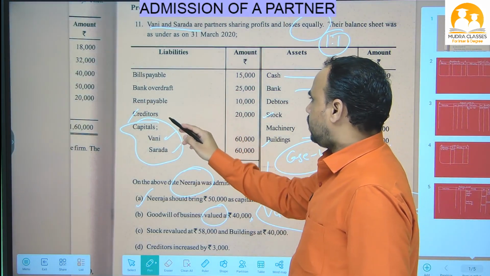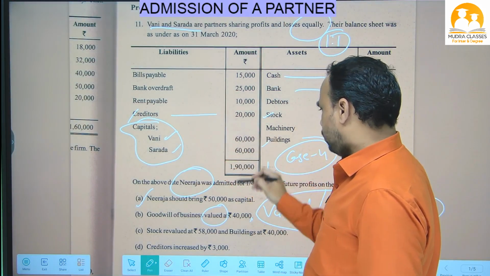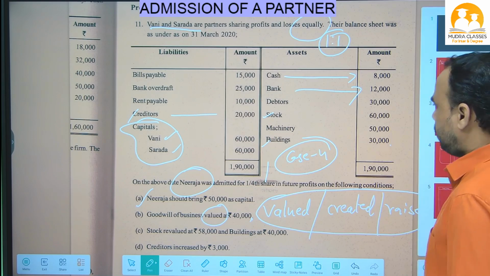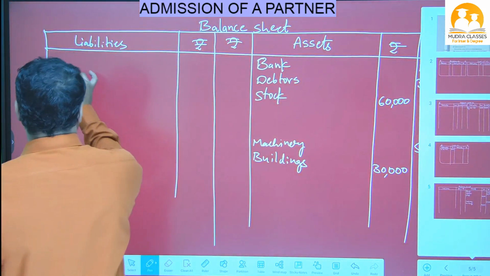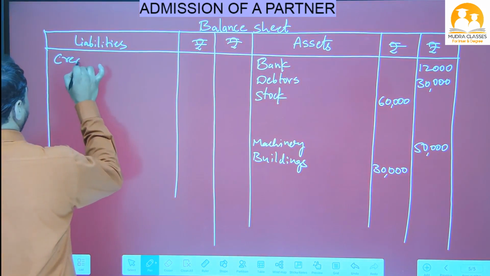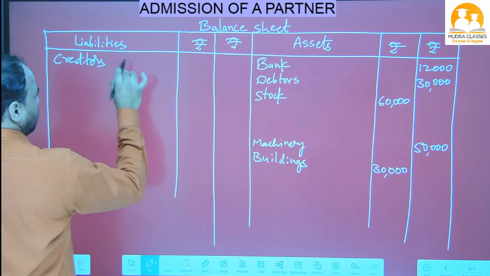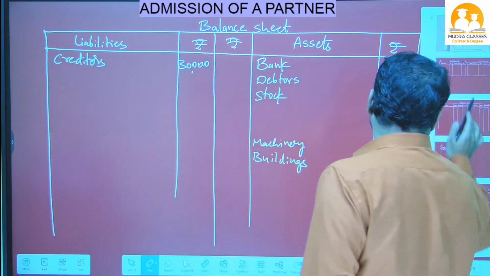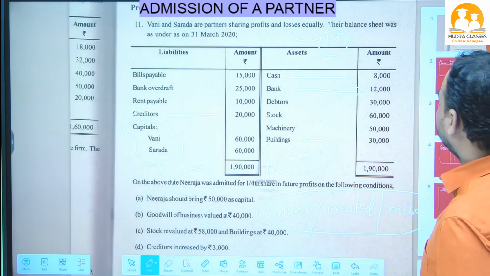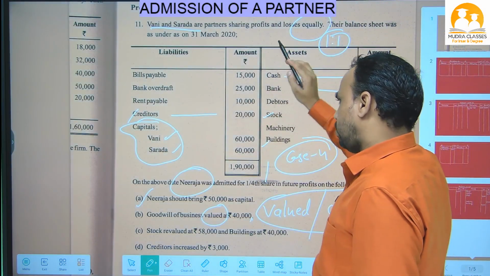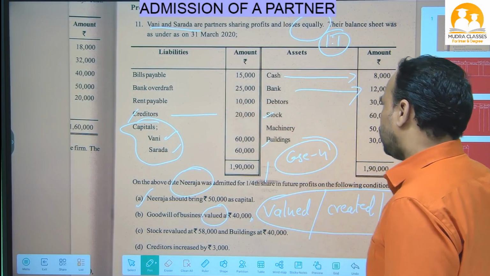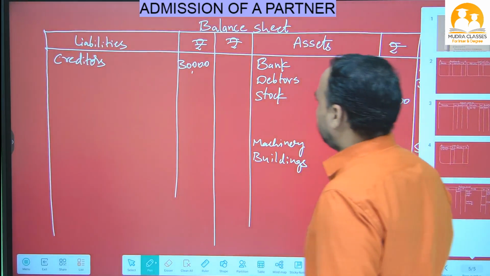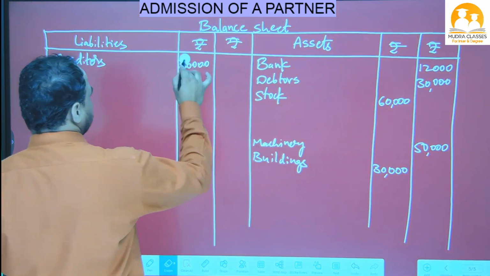Next item given is creditors. For creditors we have adjustment, so write it on the balance sheet liability side in the inner column. Creditors I think 30,000, let's see one more time. Creditors 20,000 is given, which we have to change, and rent payable 10,000 is given. So rent payable 10,000 and creditors amount 20,000. I had written 30,000 here.